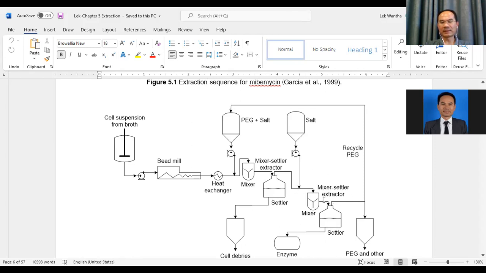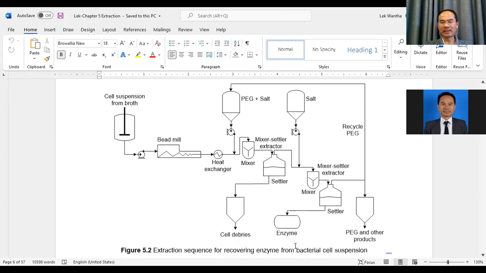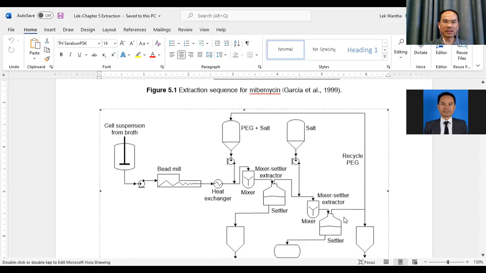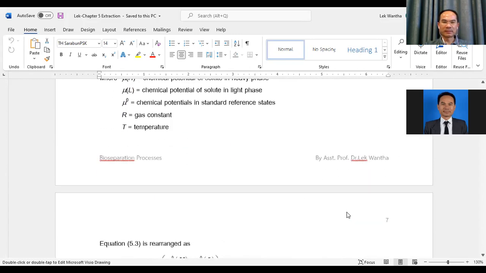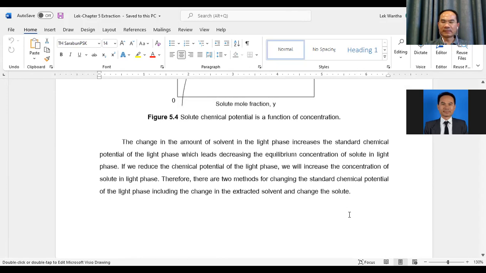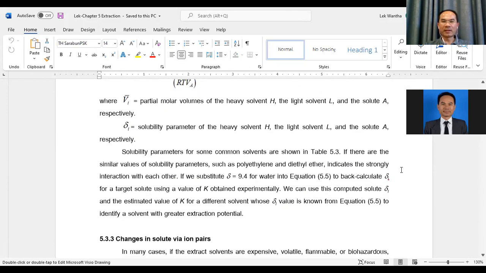And then we can separate the enzyme from the raffinate phase after the first extraction. And then we will separate the enzyme from the polyethylene glycol, PEG, and salt. This is another example. And there is more detail about the extraction.